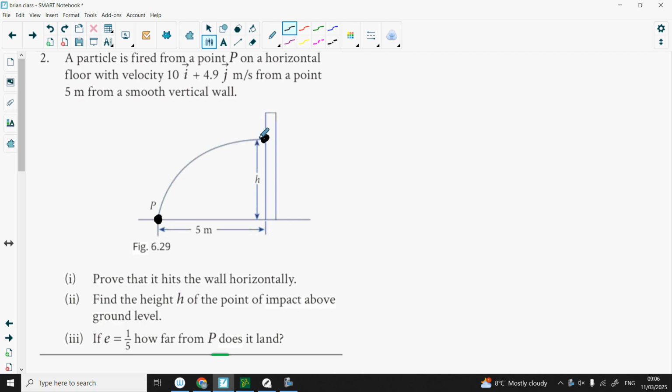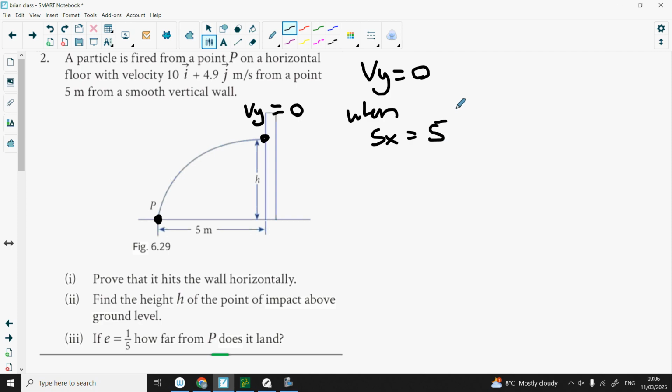What does horizontally mean again? If you hit something horizontally, the Vy is 0. You only have Vx, but you do not have Vy. Everybody got that? So the current piece of data we have is Vy is 0 when Sx equals 5. Do you see all that info we have? So there's a bit of info there, okay?